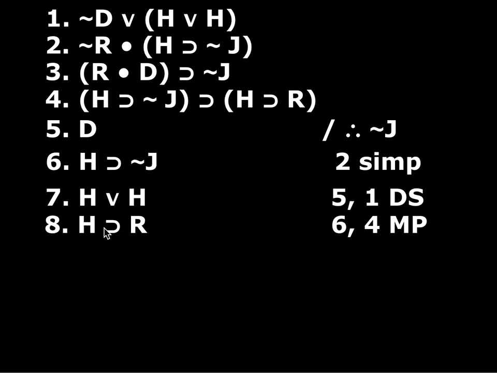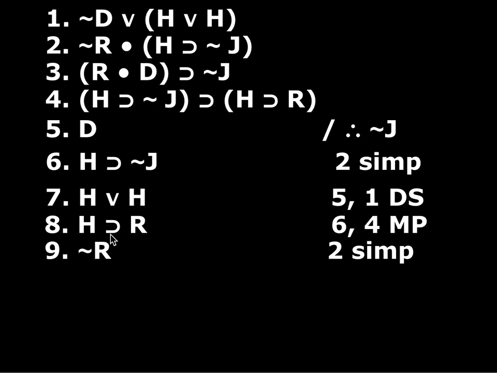Now I'm looking at this and thinking, hey, this is a conditional. The consequent is R. If I had not R, I could do modus tollens. Remember, not R was one of the conjuncts up here. So now I think, oh, it would have been cool if I had simplified this one off up here, but it doesn't matter. I can simplify it now that I realize I can use it. So I'll simplify not R from line 2.